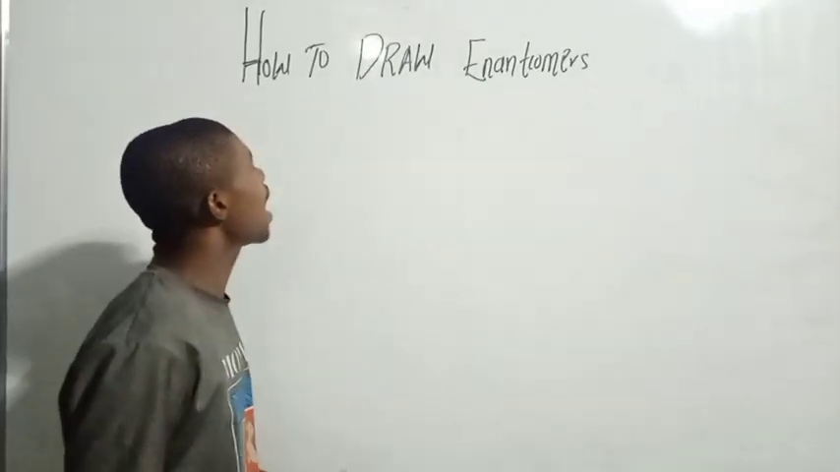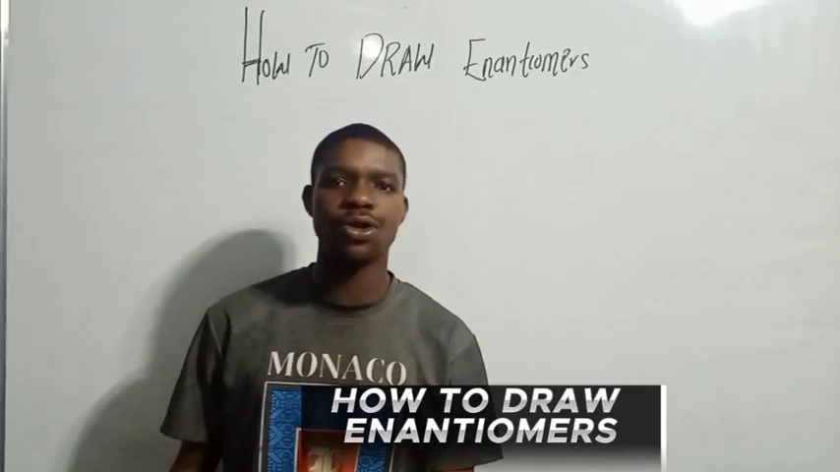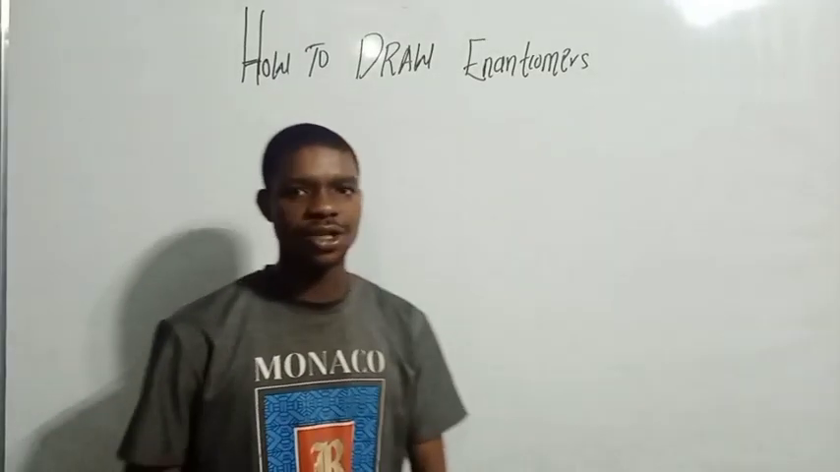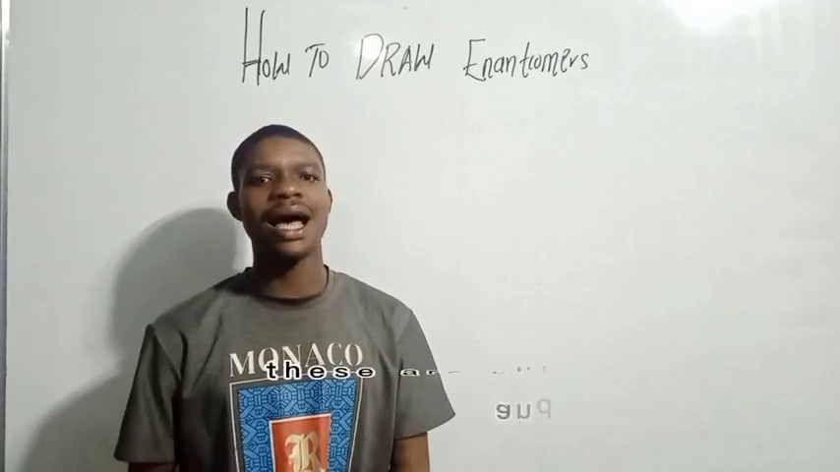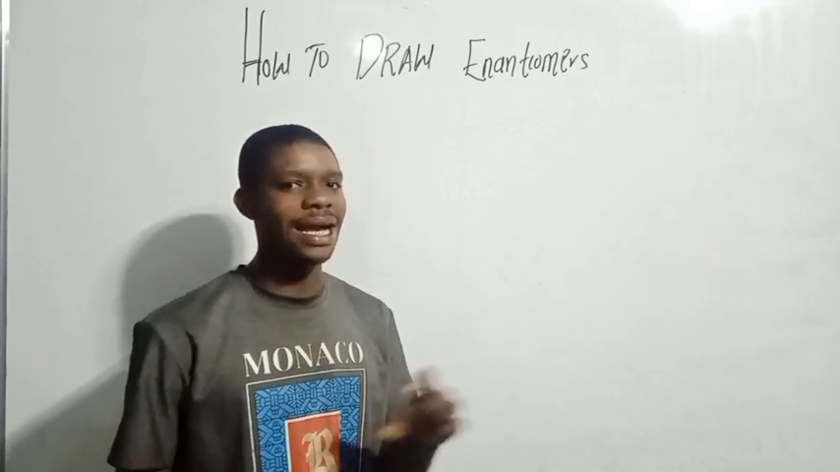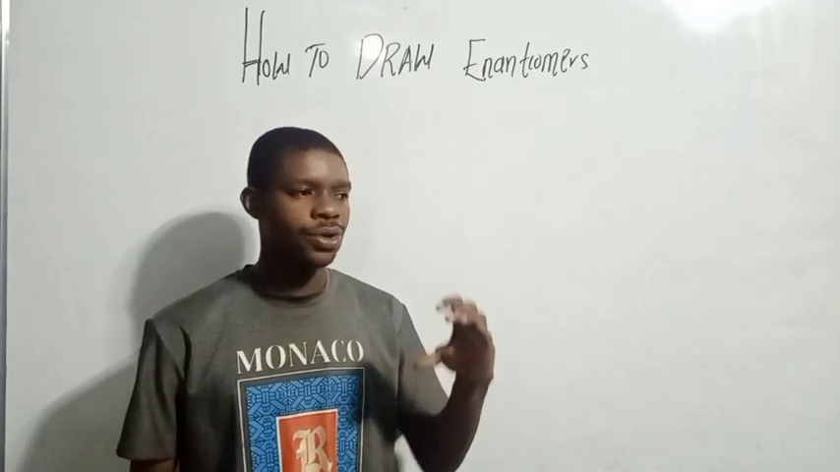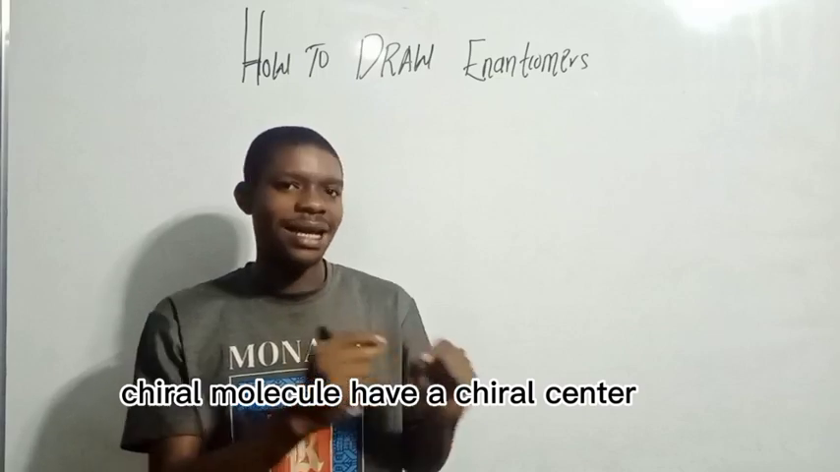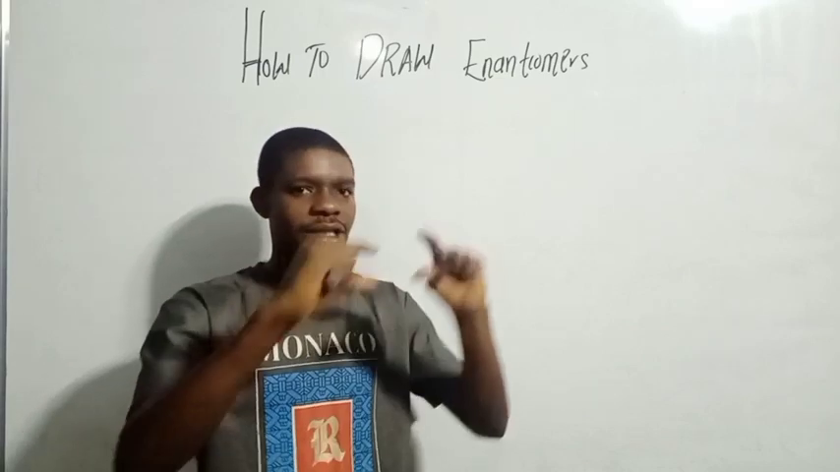Let's focus on how to draw enantiomers, and this is under optical isomerism. So, what are enantiomers? Enantiomers are chiral molecules that are mirror images. A chiral molecule is a molecule that has a chiral center, and a chiral center is a center that has four different groups.